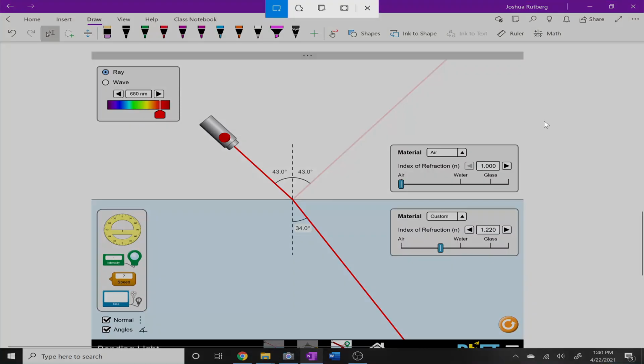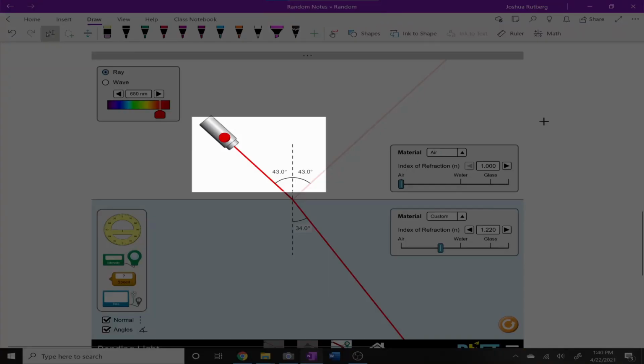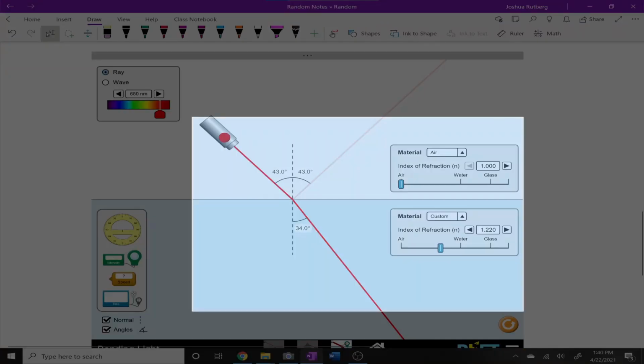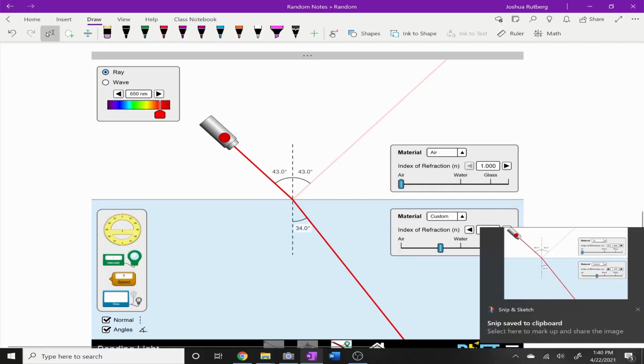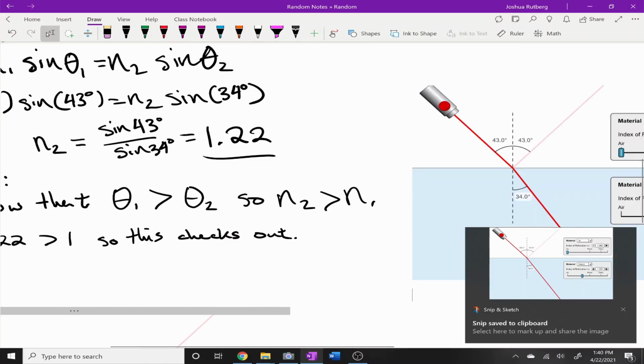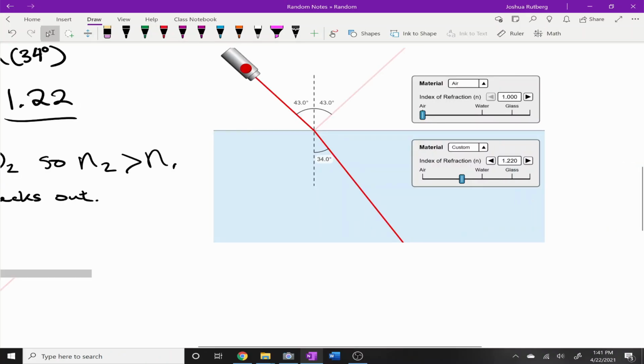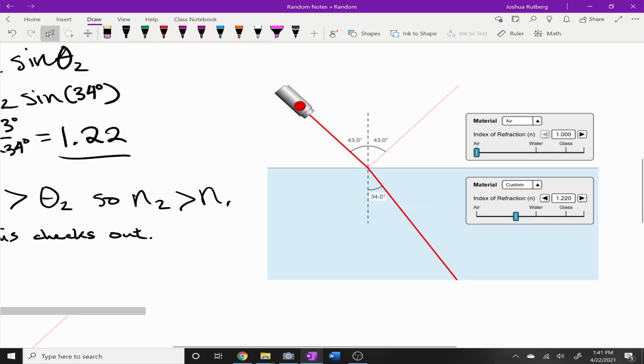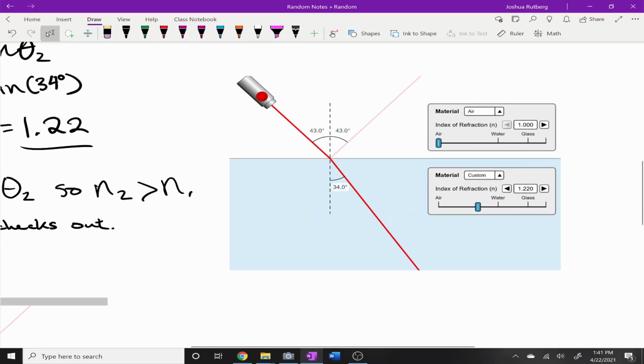What I would do if I were submitting this for credit, I would take a screenshot, and then this is my evaluation. I plug this into this simulation, and I get exactly the angles that I expect to get. With this index of refraction, this angle of incidence, this angle of refraction, it all checks out. So this really supports my answer. This tells me that I did something right.